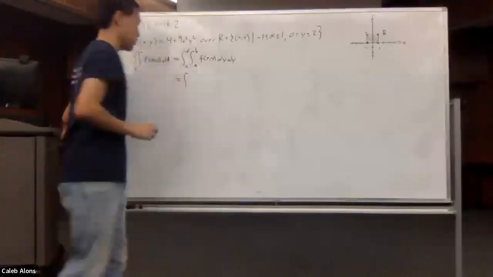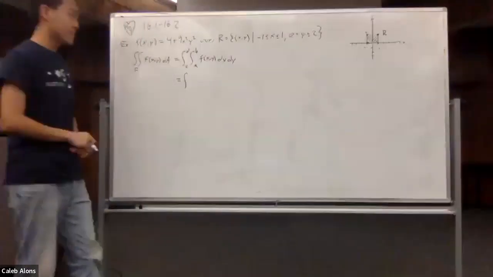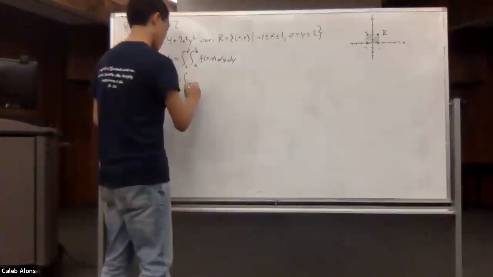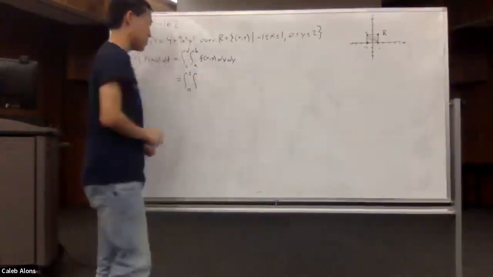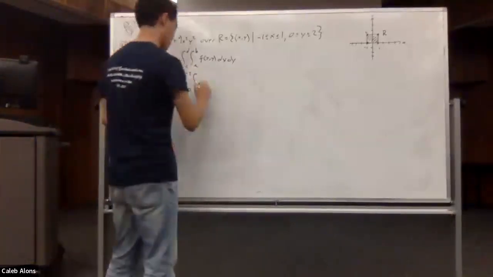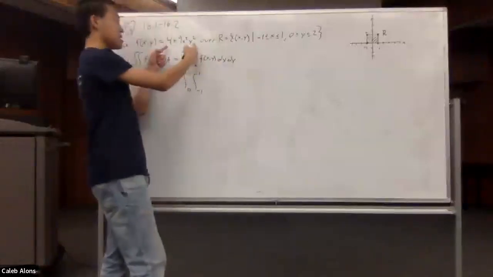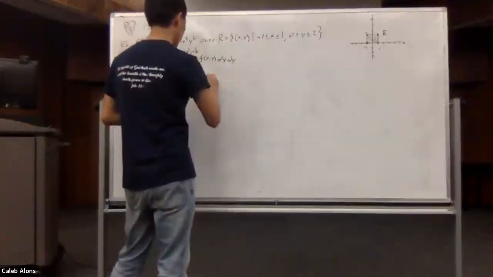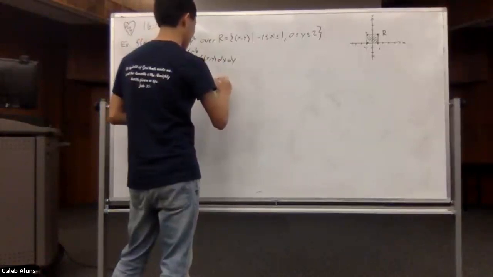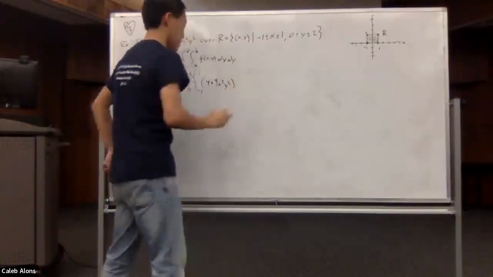So let's actually plug in what our stuff is. So what's C and what's D? Yeah, 0 to 2. And then what's A and B? Negative 1 to 1. Good. And then f of x, y is, well, that's just our surface. So 4 plus 9x squared y squared.